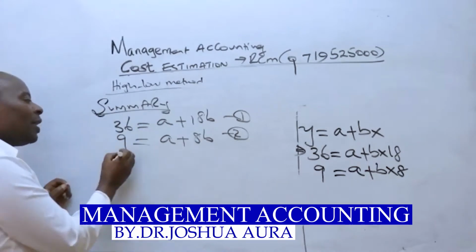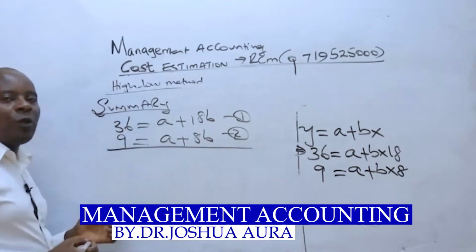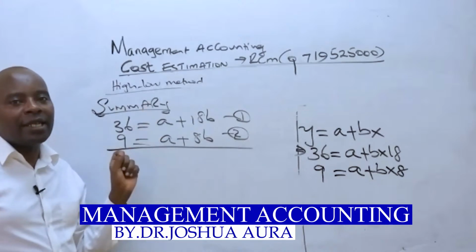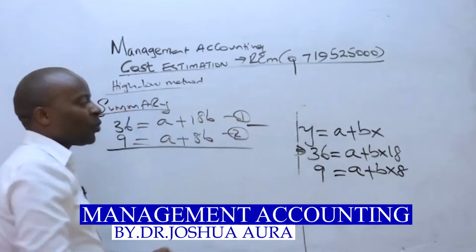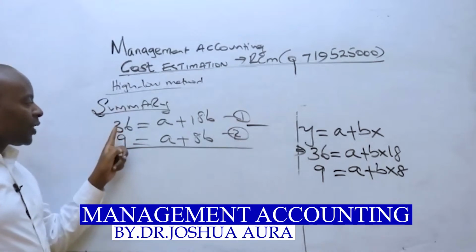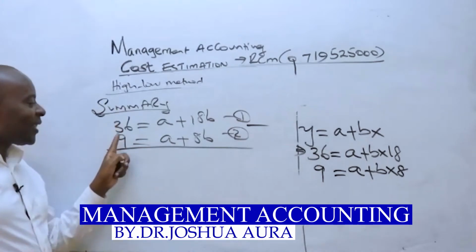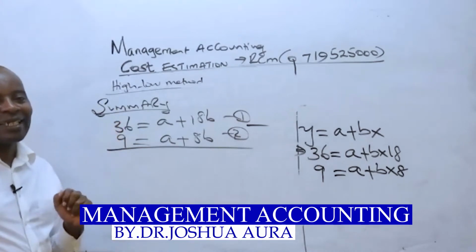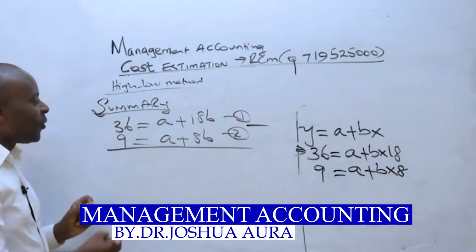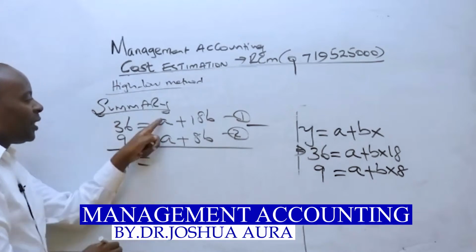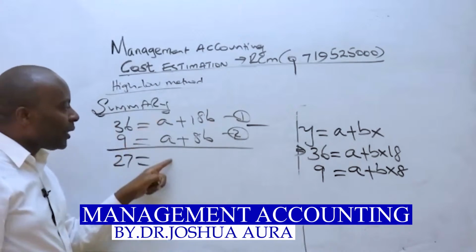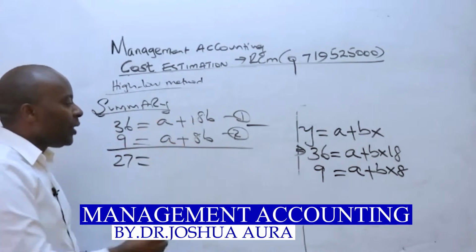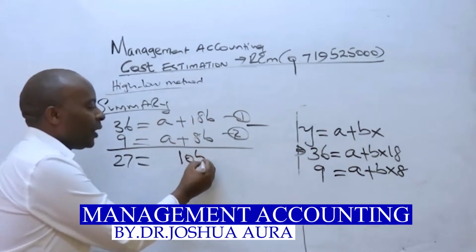Then now, ladies and gentlemen, these are simultaneous equations that we need to eliminate A, because the A coefficients are the same, so you can only eliminate A through subtraction. So what is 36 minus 9? 27. Thank you very much. This and this disappears. That was our objective because we wanted to eliminate A. How about 18 minus 8? 10B. Thank you very much.